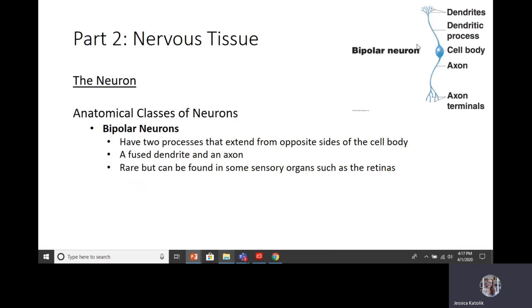We call these bipolar because bi stands for two, so this is going to have two sides or two branches off the cell body. Bipolar neurons are very, very rare, but some of them can be found in sensory organs, such as the retina of the eyes.